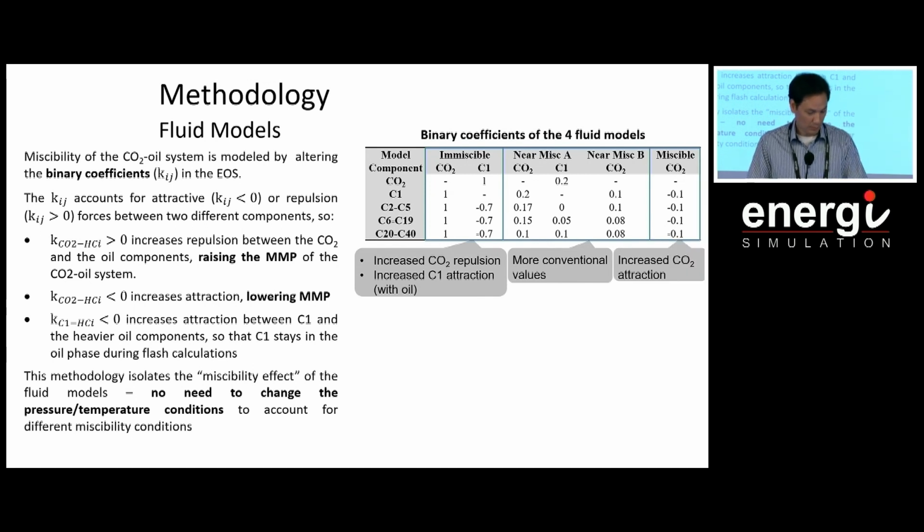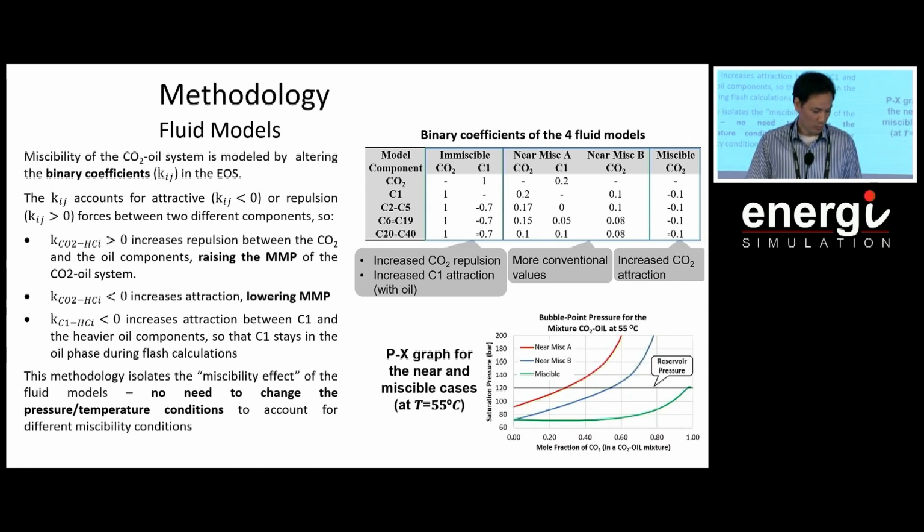In the miscible case, CO2, in many cases, is already miscible in the system, but for our pressure and temperature conditions, we had to increase a bit its attraction with the other components. And here you can see the px graph, so you can have a feel of how much CO2 you need to inject before the phase is split in your system.